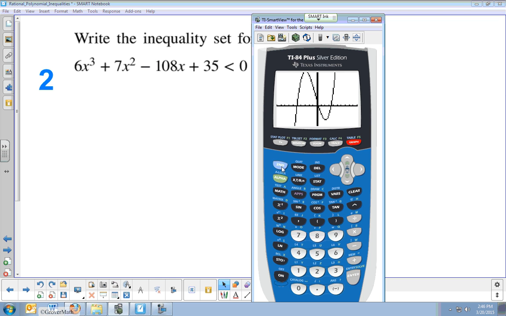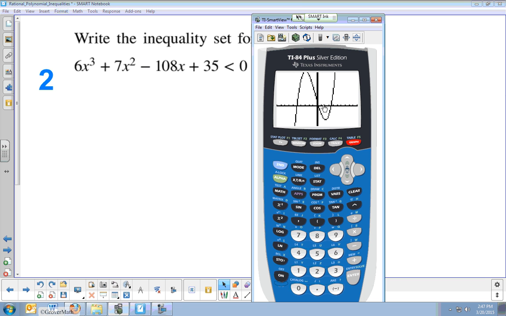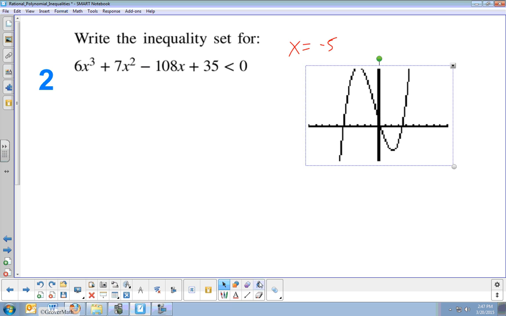I'm trying to use totals and so on. So I said a good thing to do is look at the table first and see if you see any zeros in there. I don't, but if I scroll around, I actually do have one of them at negative 5, 0. So x equals negative 5 is one of my roots. And which one is that exactly? Well, if I take a look at my picture again, let me move this over. The negative 5 would be right here.